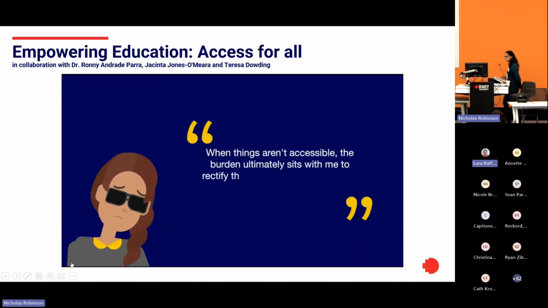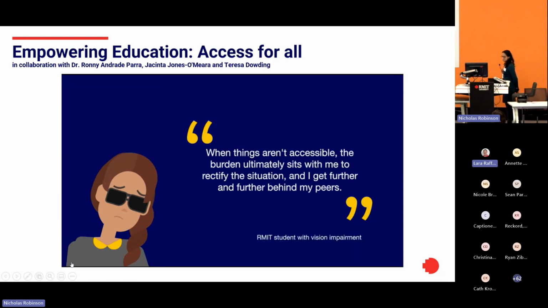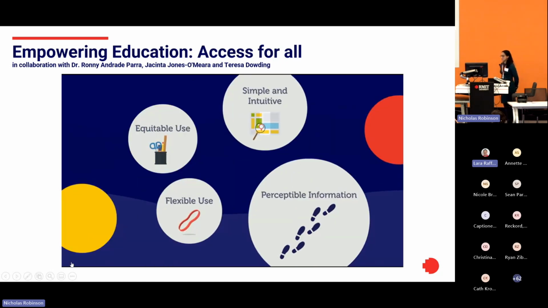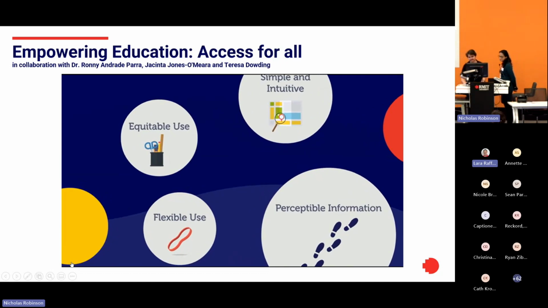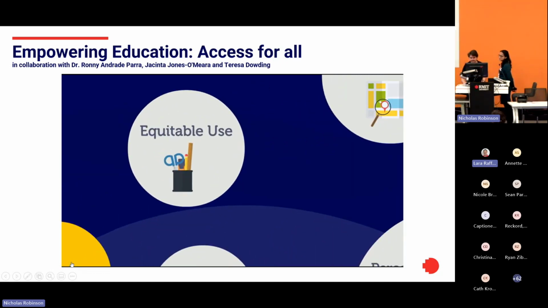With me to rectify the situation, and I get further and further behind my peers. Our MIT student with vision impairment. Let's explore the key principles of accessibility that make content usable by everyone, regardless of their abilities. The first principle is equitable use.